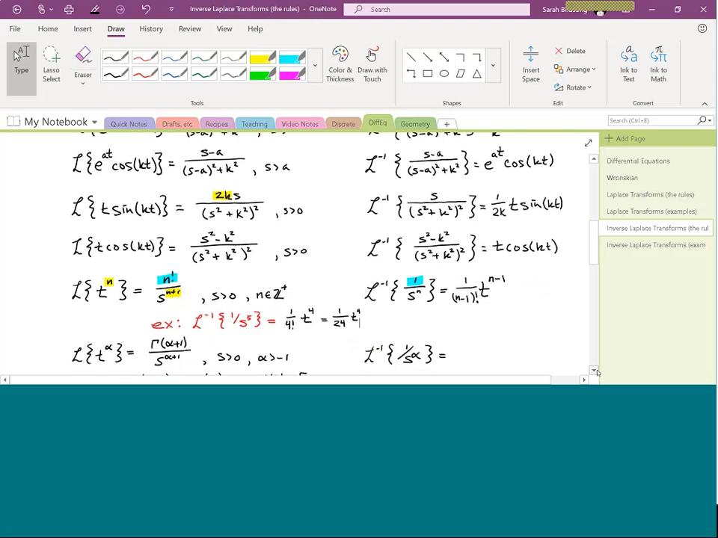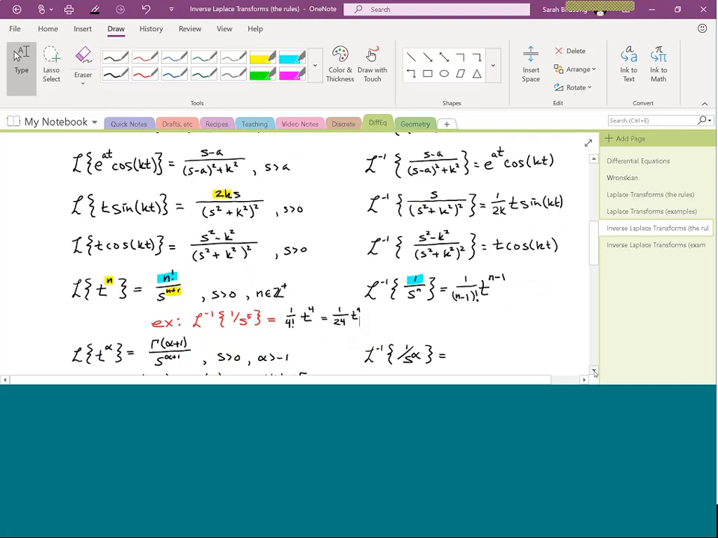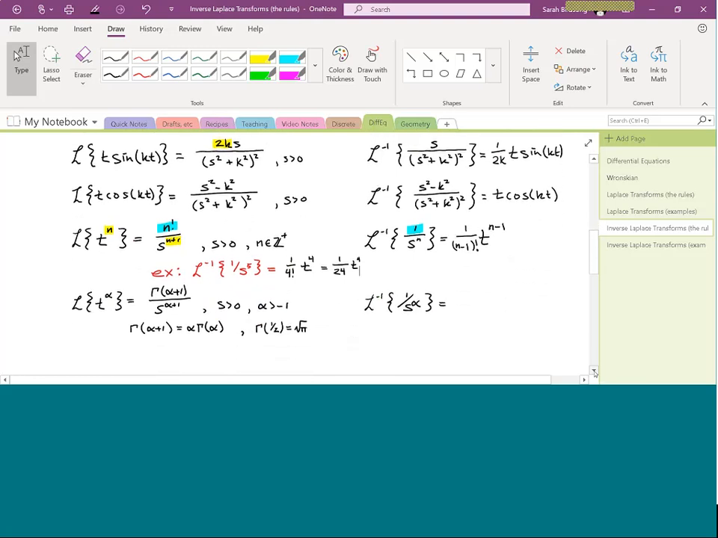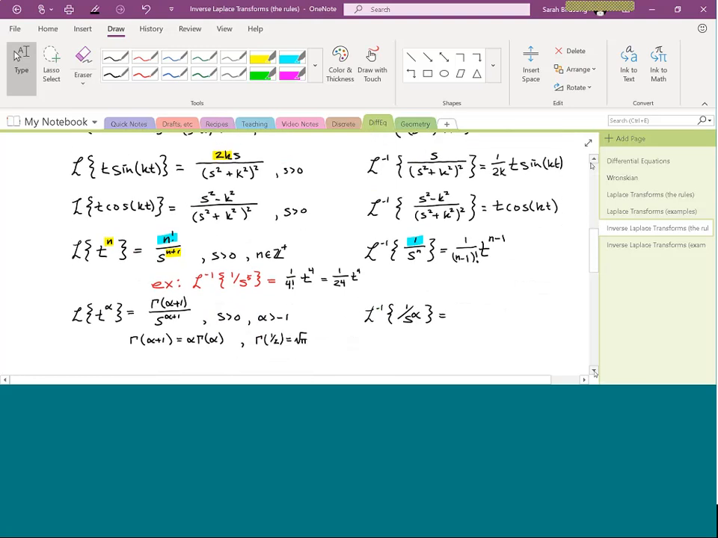Now, what happens if we have something that's not quite a polynomial? In other words, what if the exponent on your t is not an integer? We talked about these, and this is where we had to break out our gamma function. I went ahead and wrote the two properties for the gamma function that we need when alpha is not an integer. So we have t raised to the alpha.